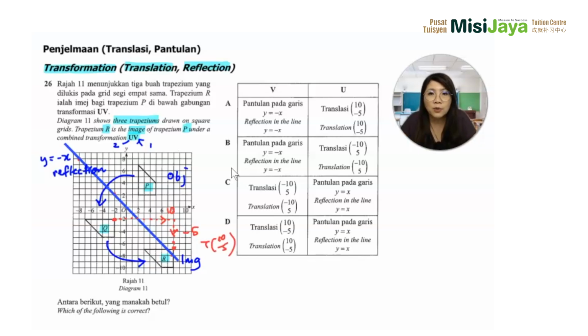Let's look at the options given, A, B, C, D. The first one is reflection, reflection, reflection, y equals -x, y equals -x. So C and D are incorrect because it's reflection first, not translation. Then for U it will be translation, so translation of 10, -5. And then this one is -10, 5, no. So the answer confirmed is A.